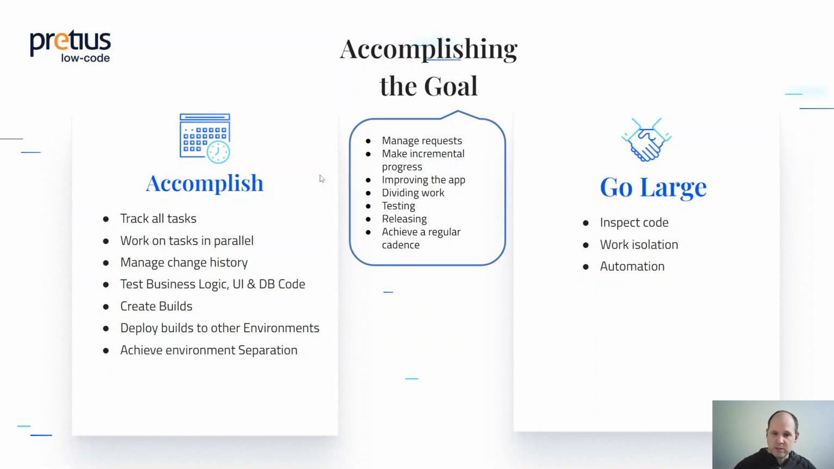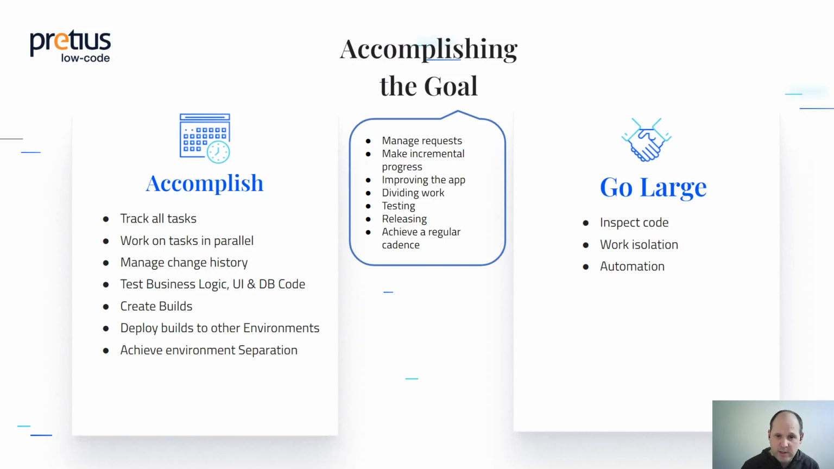To accomplish that goal, to manage requests, we need to track all these changes coming in. We need to work on all these features and changes and tasks in parallel. We need to be aware of what we've done historically and manage the change history. We need to test the business logic, not only the application UI, but also the database level code as well.